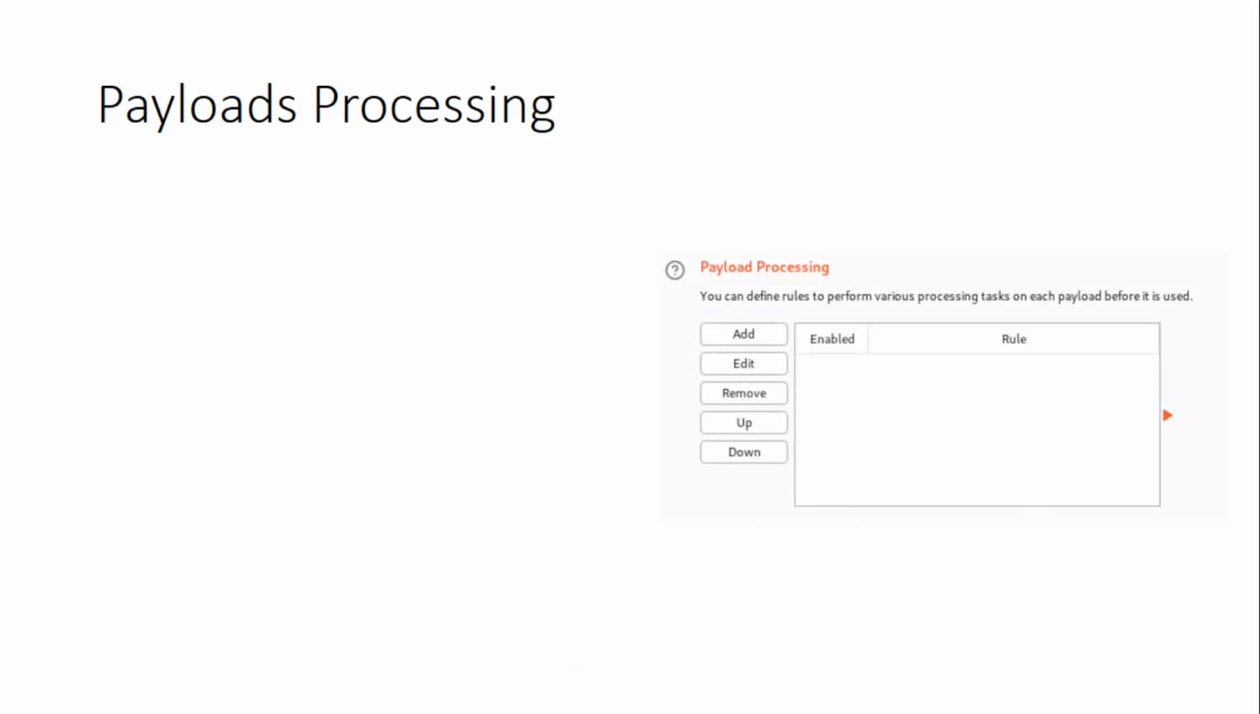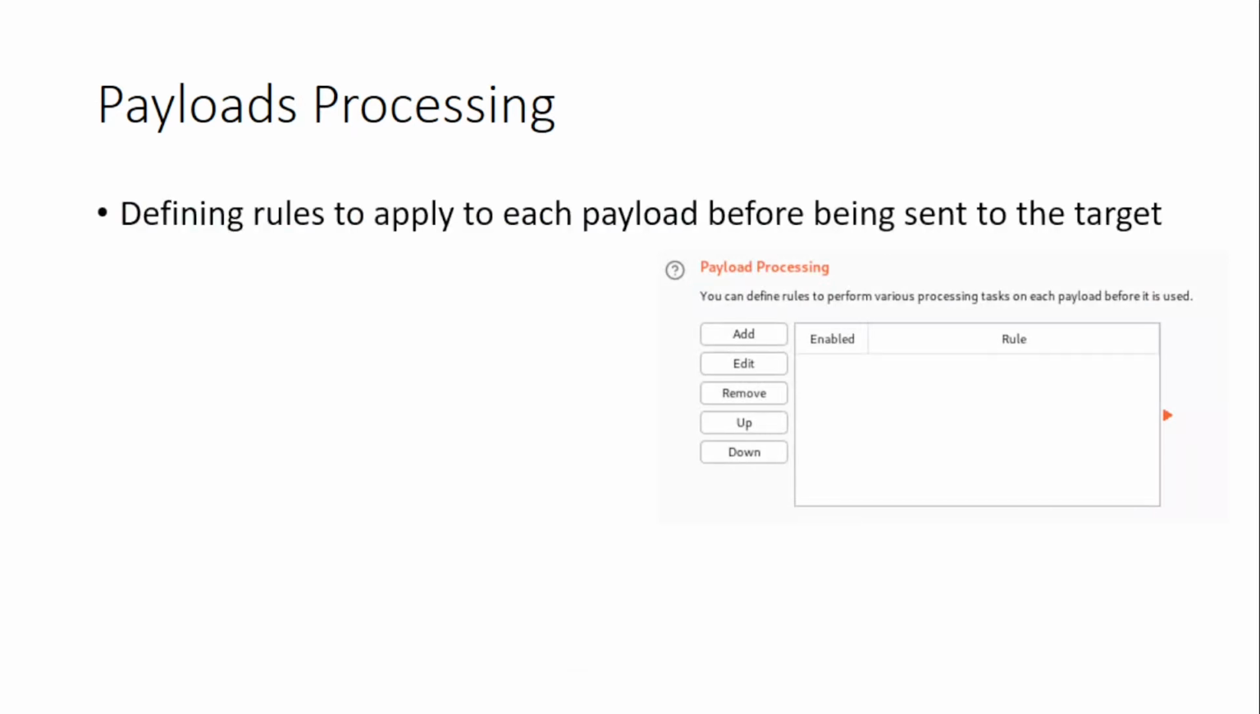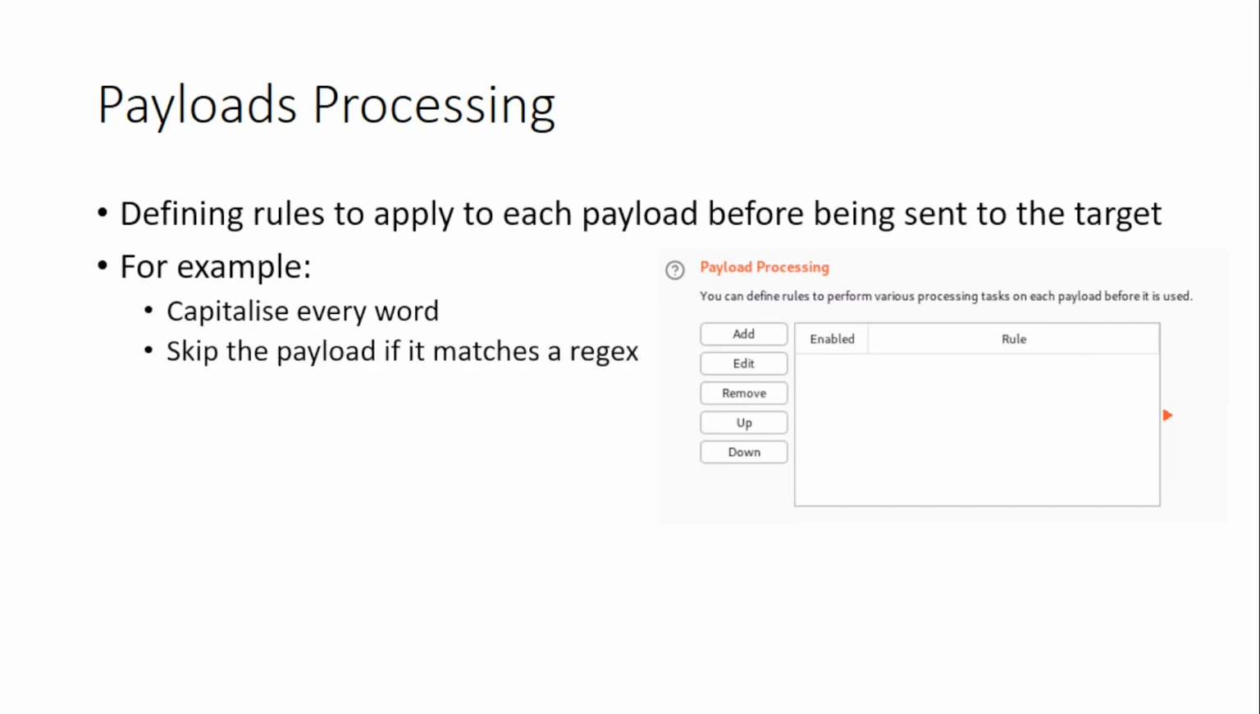Now we have the payload processing. So this allows us to define rules to apply to each payload before being sent to the target. For example, we could capitalize every word or skip the payload if it matches a regex.